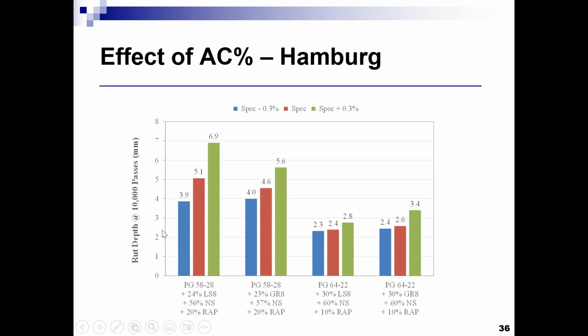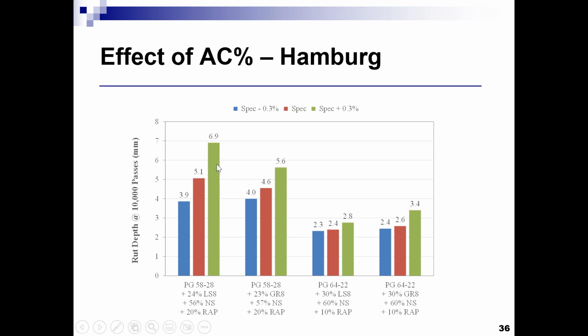In terms of rutting, you can see again that a higher rut depth was obtained when the asphalt binder content was increased. The effect of the binder content was greater with the 58-28 than with the 64-22. And again, that tells you how sensitive this mixture is to the binder content.